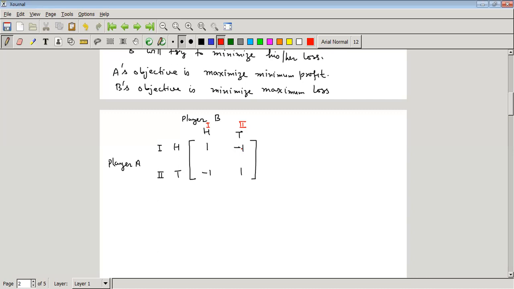Now because A wants to win the game, after some time player A immediately shifts to his second strategy. Now if A comes to the second strategy, then what happens? A shows tail, B also shows tail, so A gets ₹1. Now because A wants to maximize his profit, right? Maximize the profit. So A wants to win the game.